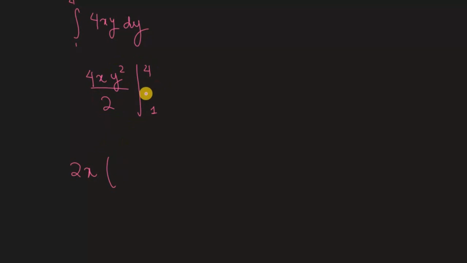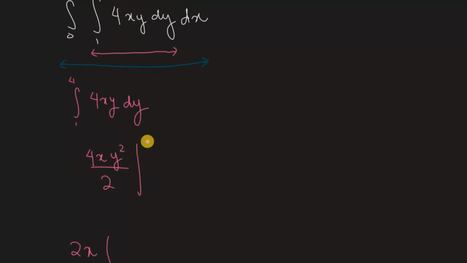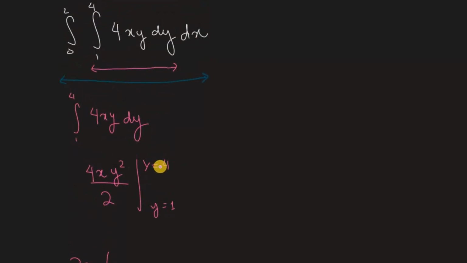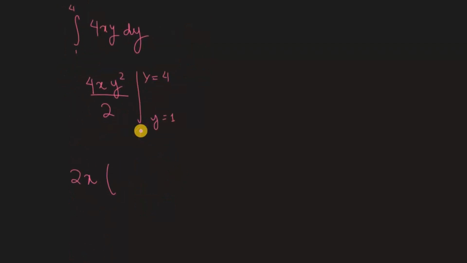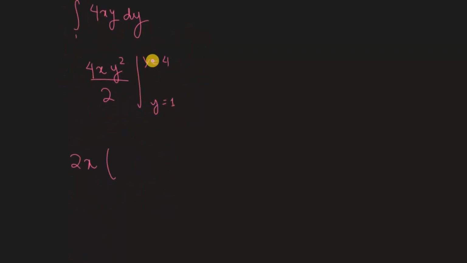Then you can plug in y equals 4, and you always need to remember to write y equals 4 and then y equals 1. Always remember to write the variable that you just integrated with. Otherwise it will create a problem for you later because you have two variables over here. Just to make your life easier, always write the variable. Then we have y equals 4 and y equals 1, so we put 4 inside and then minus 1.